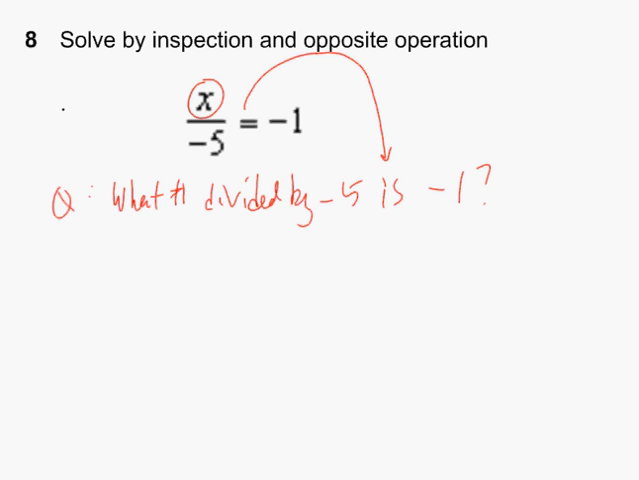Well, I know that it has to be 5 because 5 divided by 5, or a number divided by itself, is 1. The real question is, is it positive 1 or positive 5 or negative 5? And a positive divided by a negative would give me a negative quotient. So therefore, I know my answer has to be a positive 5. Positive 5 divided by negative 5 is negative 1.